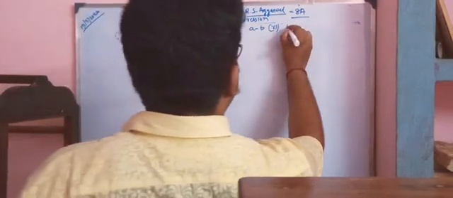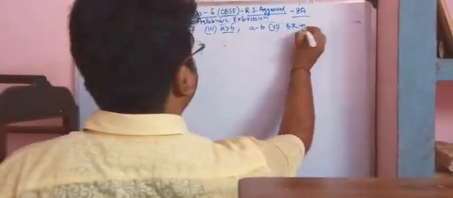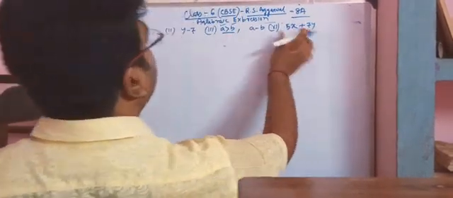5 times x means 5 into x. That is added to 7 times of y. So that will be my answer.